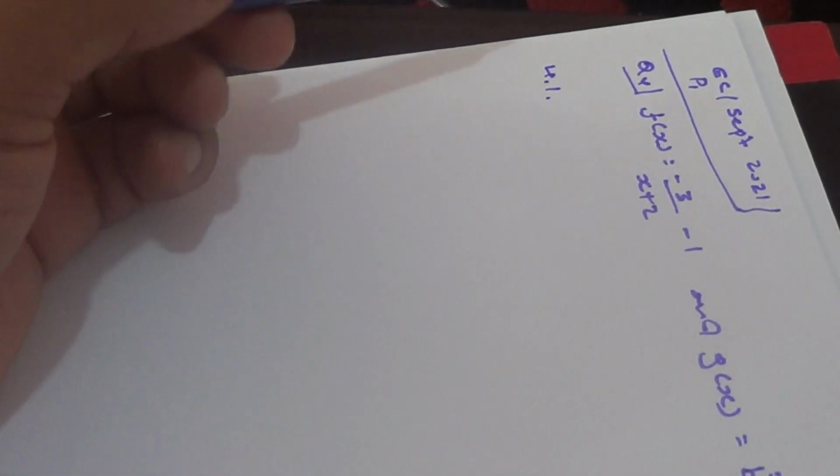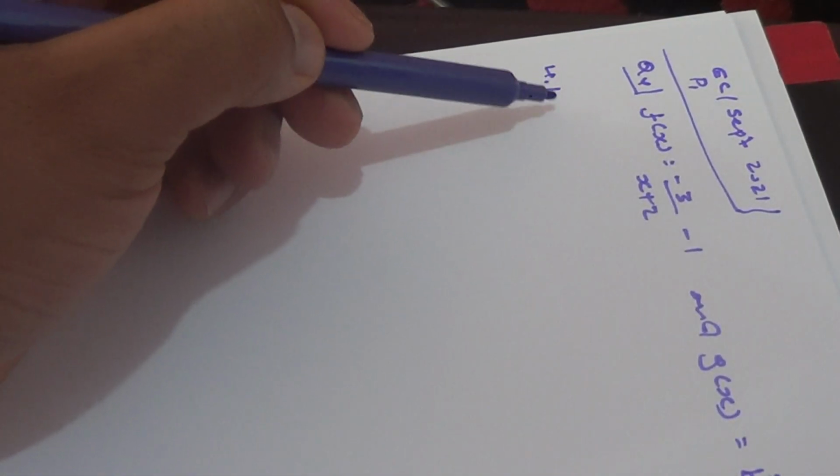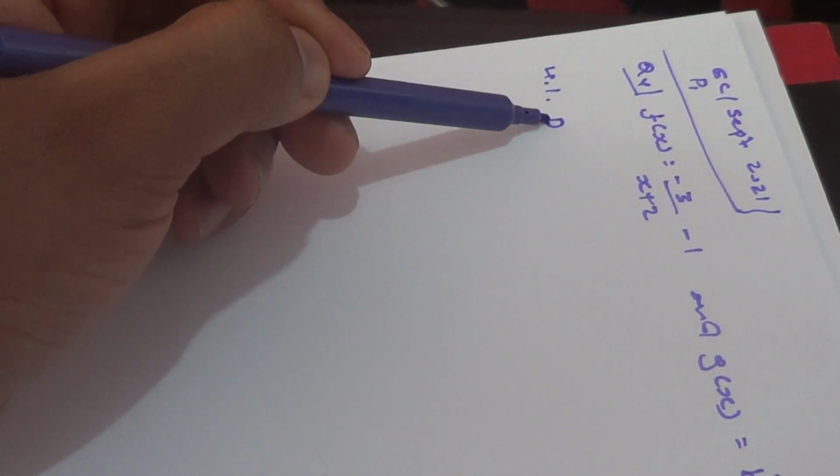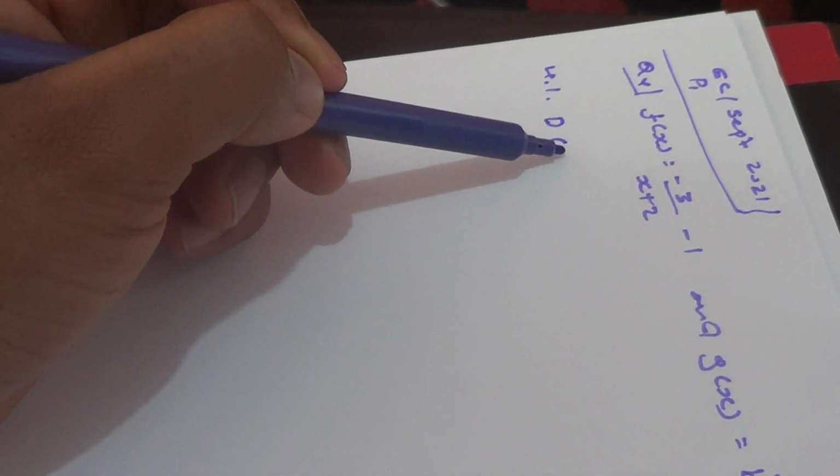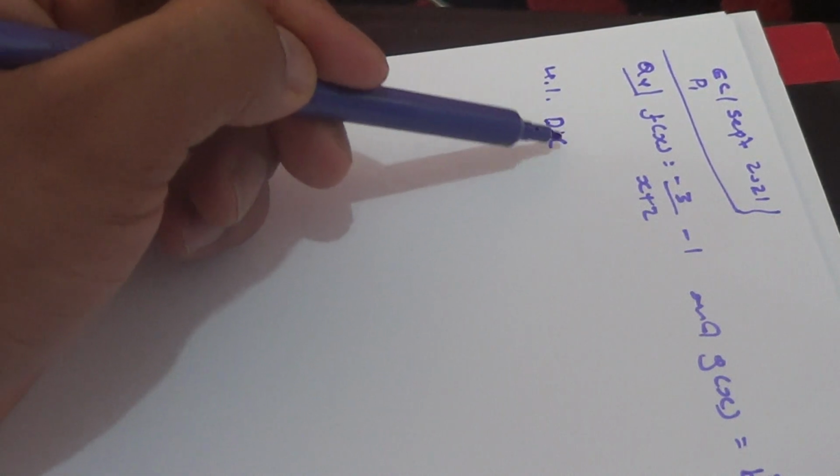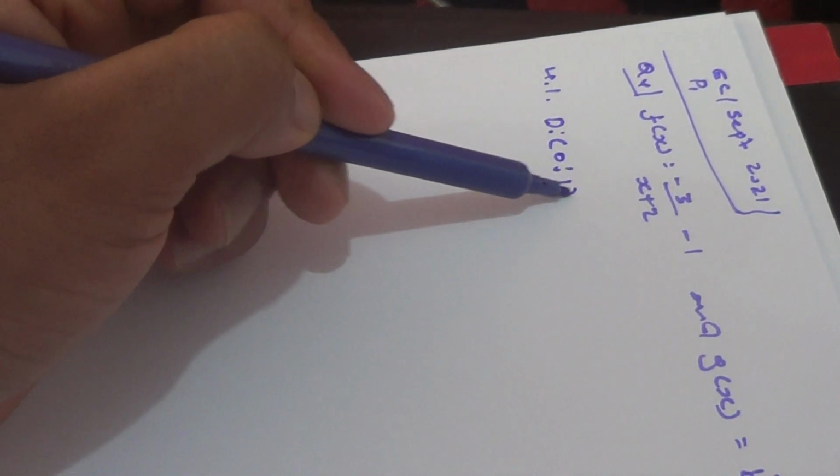So 4.1, we have to write the coordinates of D. D is the y-intercept of our exponential graph. So D is in this manner, (0; 1).